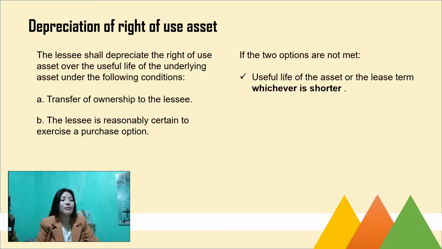So once again, kapag na-meet itong dalawang conditions, which are transfer of ownership to the lessee, and the lessee is reasonably certain to exercise a purchase option, ang gagamitin natin to depreciate the right of use asset is the useful life. Pero kapag hindi na-meet, useful life of the asset or the lease term, whichever is shorter.